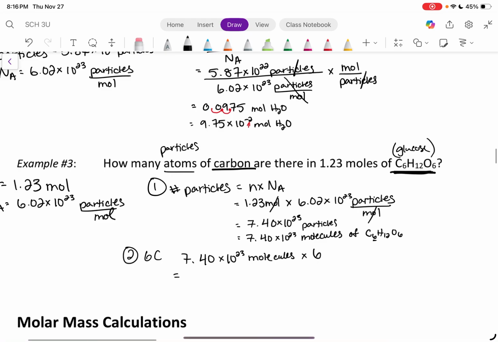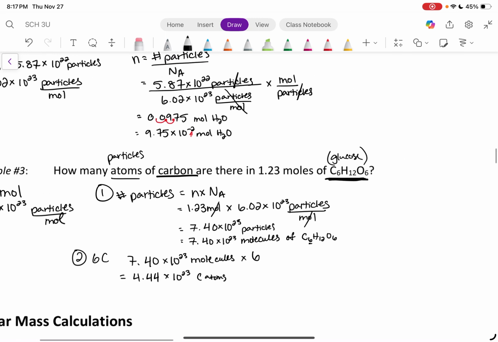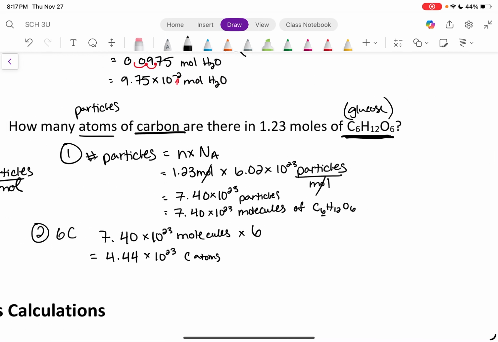What I end up getting as my answer is 4.44 times 10 to the 23. Now, I don't have molecules, I have carbon atoms. So the cancellation that I was going to show you is, there are 6 atoms of carbon per 1 molecule. And you could cancel those out. And then you know that you're left with C atoms as your units.